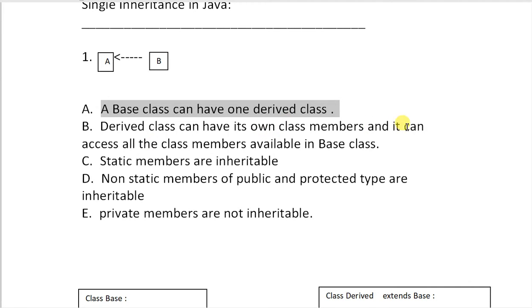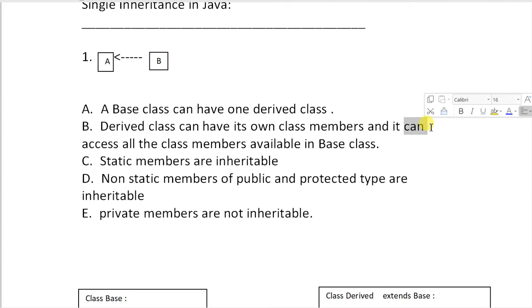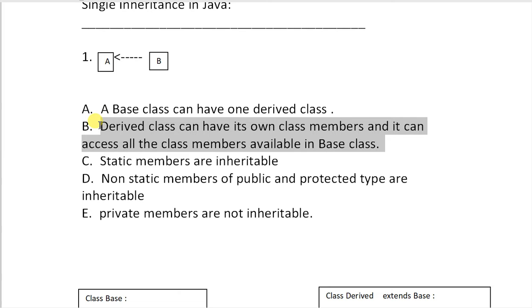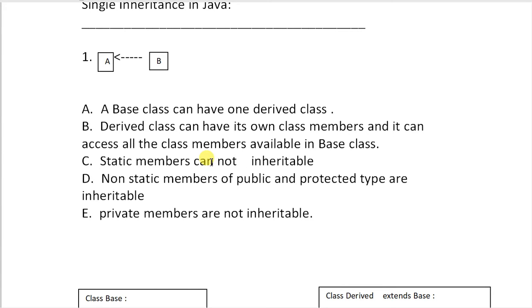The derived class can have its own class members and it can access all the class members available in the base class. The base class also can have its own class members. The derived class also can have its own class members. But along with its own class members, the derived class can also access the class members available in the base class. Static members cannot be inherited.